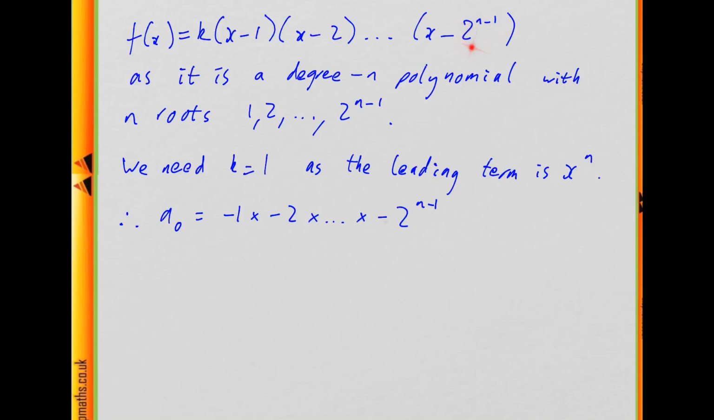And how do we get the number term from that? Well, we just multiply the number terms in each of these brackets. That's minus 1 times minus 2, etc. times all the way up to minus 2 to the n minus 1. And now I just want to simplify this.